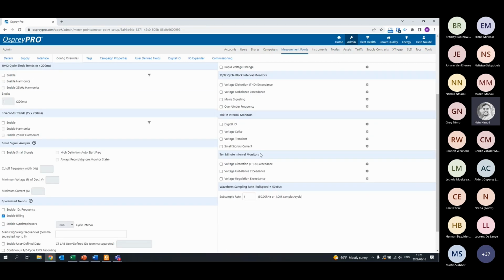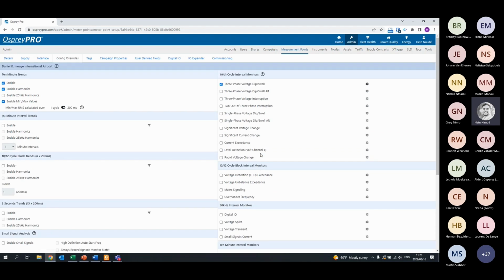So I think there just needs to be clarity that each of these monitors is triggered depending on certain RMS values or certain sampled values. In this case, for the dips, the device is looking at the 1/6 cycle RMS voltage data, and then triggering as soon as one of those samples goes below the threshold.